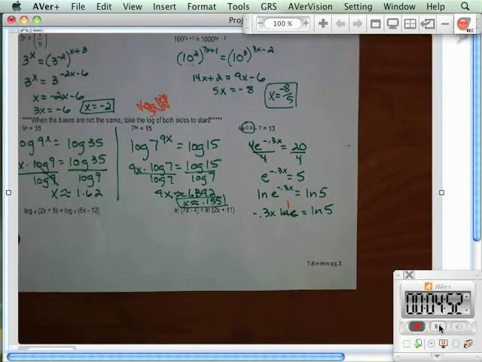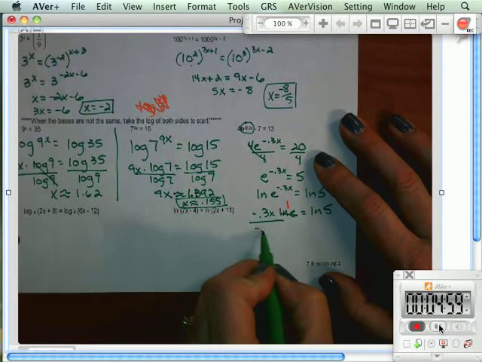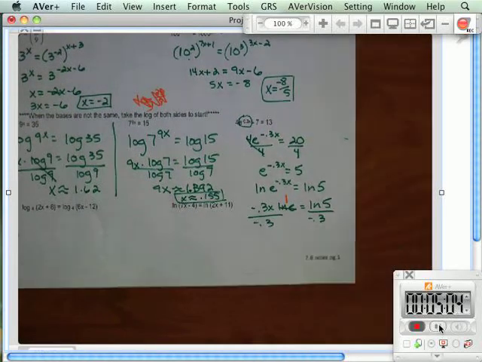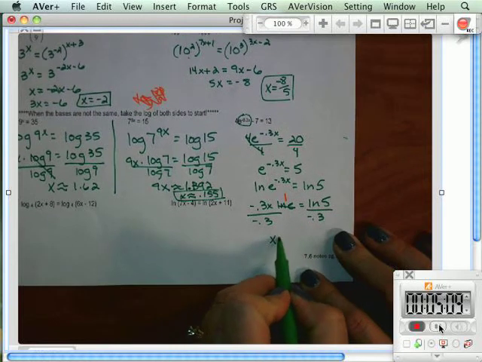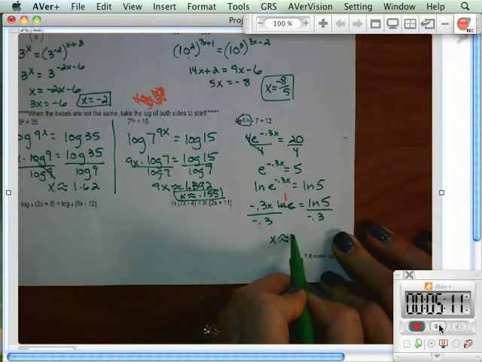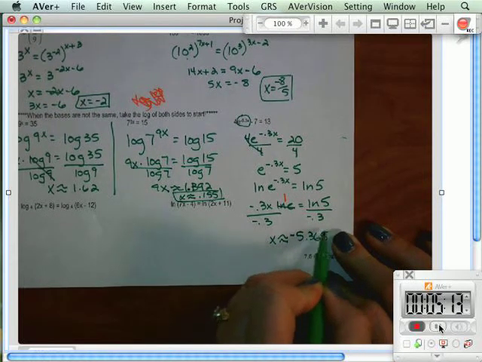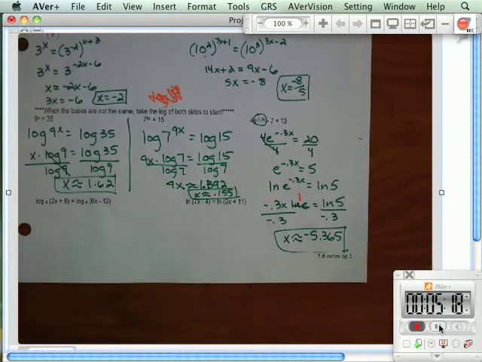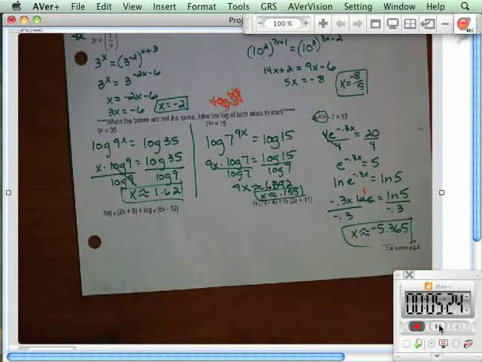And then what would I do to finish this problem? Divide by negative 0.3, because ln of 5 is just a number. So you go to your calculator, do ln of 5 divided by negative 0.3. And x is approximately negative 5.365. Yeah? These are super easy.